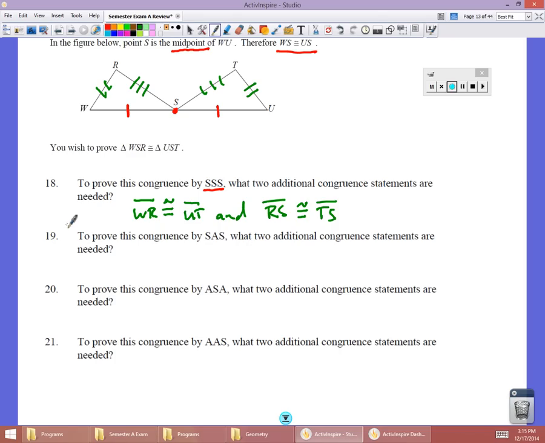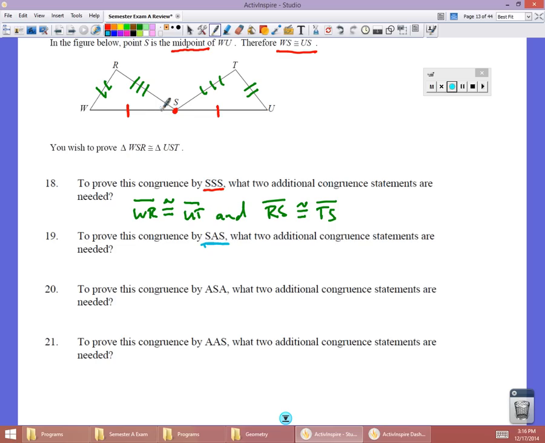Okay, moving on to number 19. For number 19, let's pick a different color. So we're going to go with light blue this time. This time we're using side, angle, side. So it says, what 2 additional congruent statements are needed? So again, we have our given statement, which is in red. We want to use side, angle, side. So side, angle, side, the angle is included between the 2 sides.